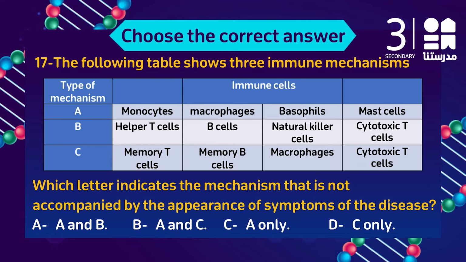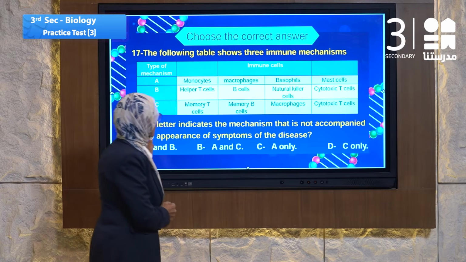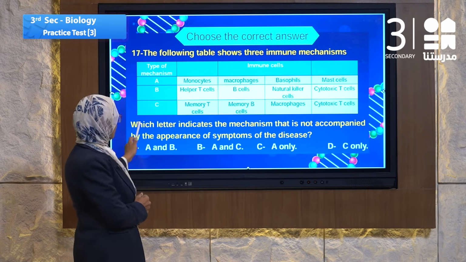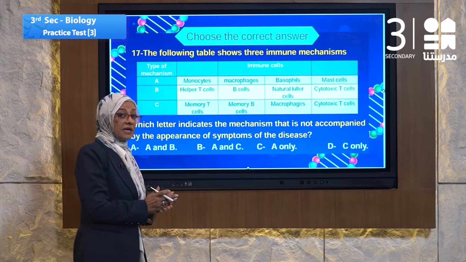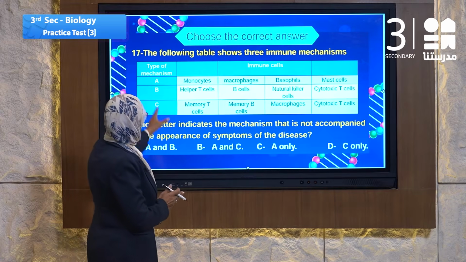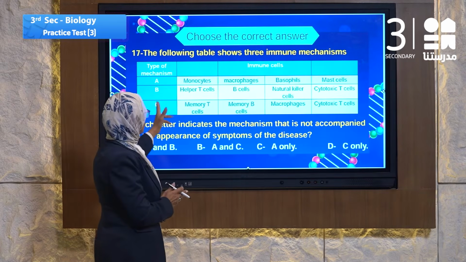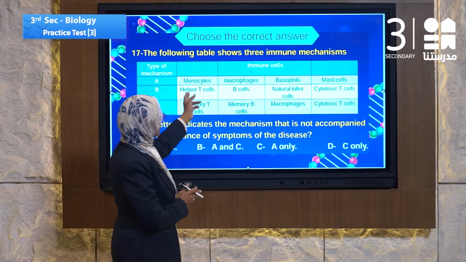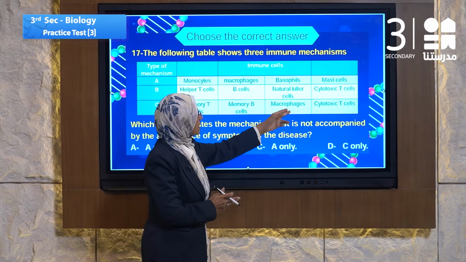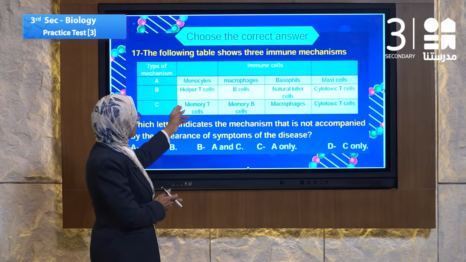The following table shows 3 immune mechanisms, A, B and C. Which letter indicates the mechanism that is not accompanied by the appearance of symptoms of disease? Appearance of symptoms of disease must be A or B. A: monocyte, macrophage, basophil, mast cell. That's the symptoms of disease. And B: helper T cell, B cells, natural killer, cytotoxic T cells. C: memory T, memory C.